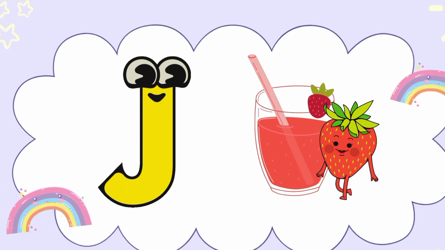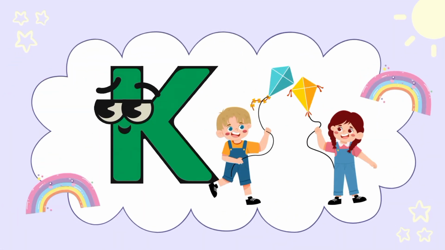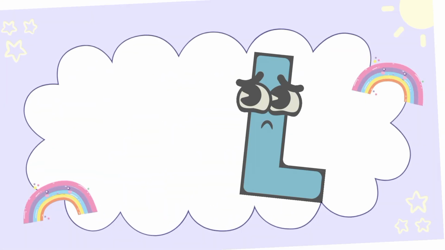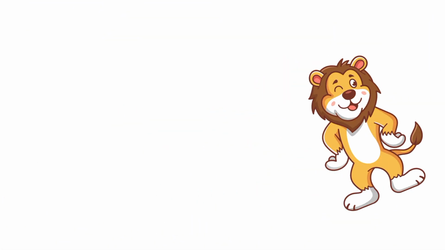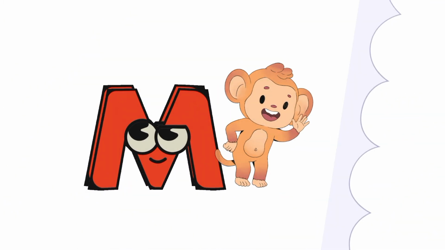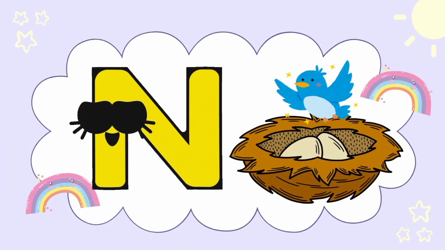J is for juice, juice. K is for kite, kite. L is for lion, lion. M is for monkey, M, monkey. N is for nest, N, nest.